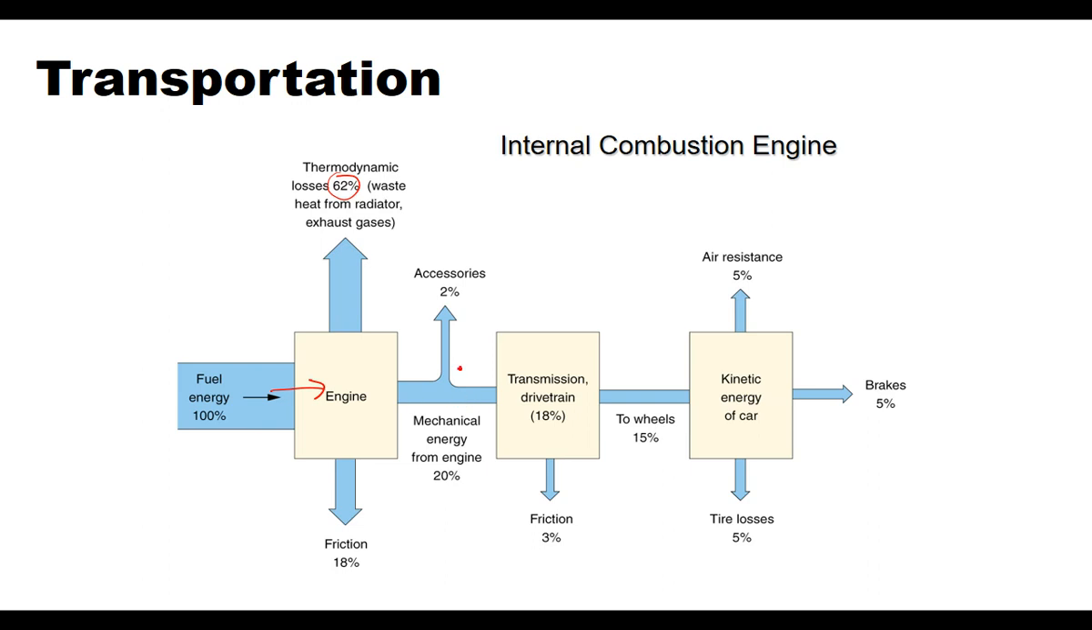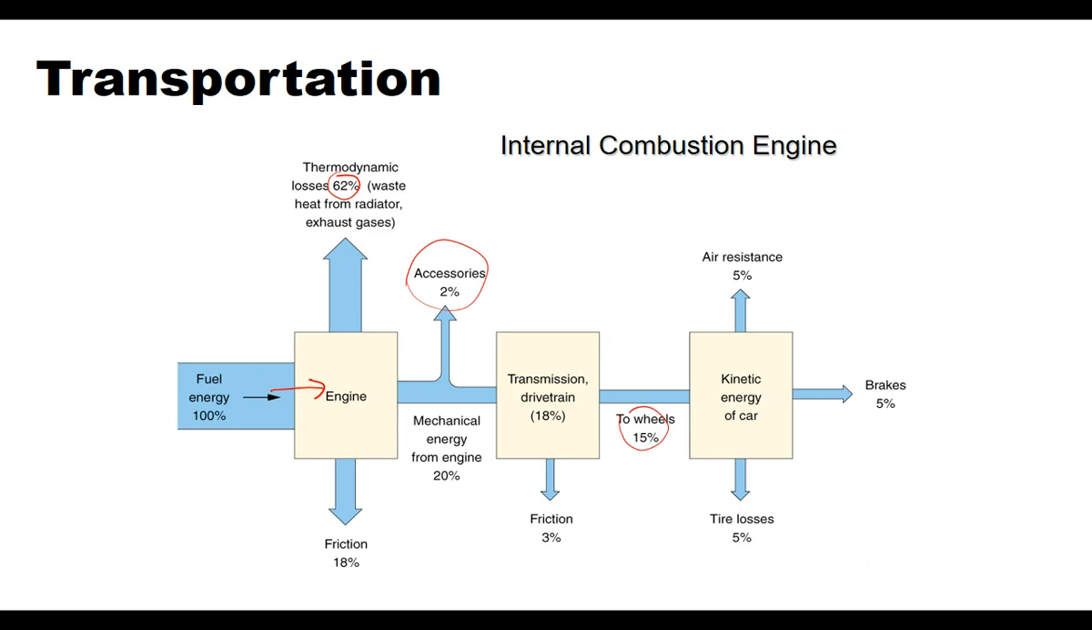You've got maybe 20%, and of course some of that's being used to run your accessories. So maybe the alternator, which is creating electricity, which is powering your seat heater and your radios and whatever else is running in your car that's using electricity, sat nav and all that stuff. Fans, blowers, climate control or air conditioning. Your transmission and drivetrain, of course, is going to reduce it even further because you're going to lose some energy to the transmission. So you're now getting only about 15% of the energy that you actually started with.